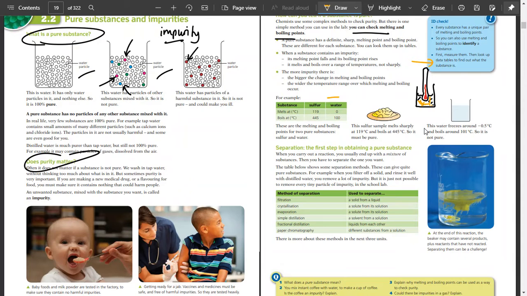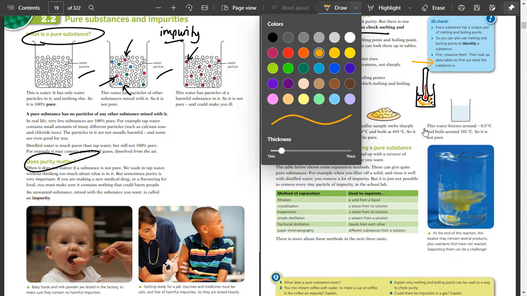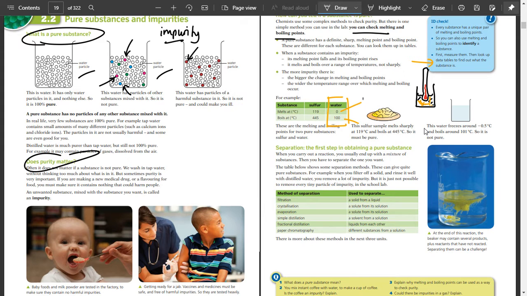So if you have something like pure water, it will melt at 0 degrees centigrade and it will boil at 100. But if you add a little bit of common salt to water, the melting point decreases. So it goes down with impurities, and the boiling point, rather, is elevated with impurities. So if you then find that it boils at around 102, 103, you've actually got an impurity. It's not just pure water.